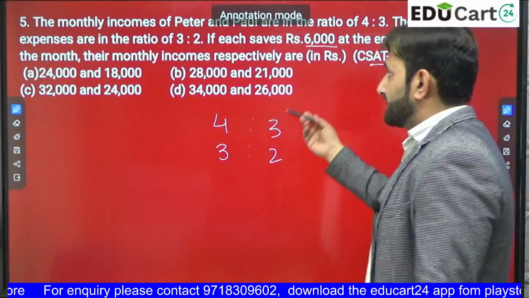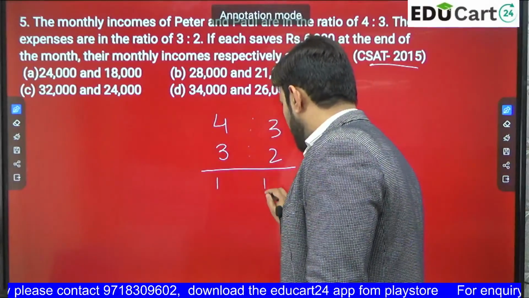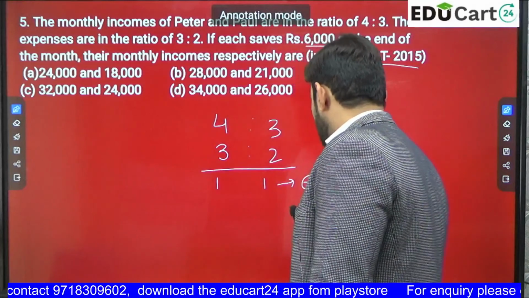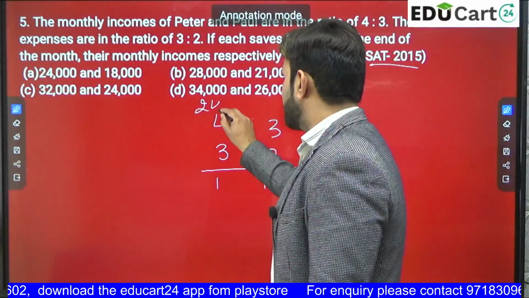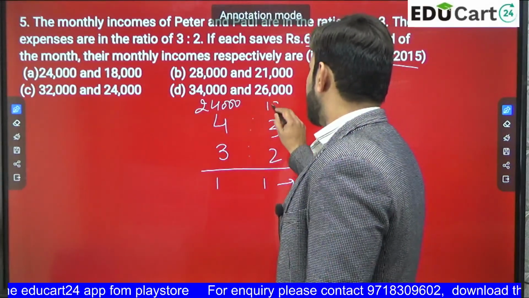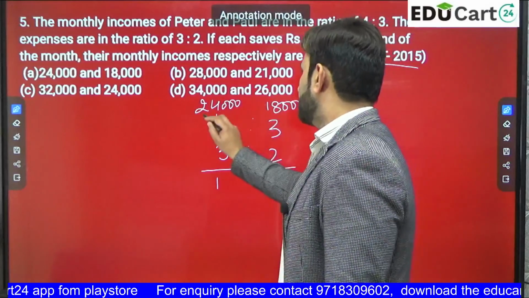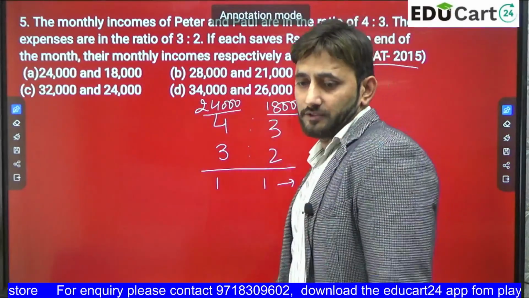2017 also, they are the same thing. So now I can say that their savings will be 1 and 1. One part is 6,000. So 4 parts will be 4 into 6,000, 24,000. 3 into 6,000, that is 18,000. These are their incomes. In the previous question, they were asking their combined values.